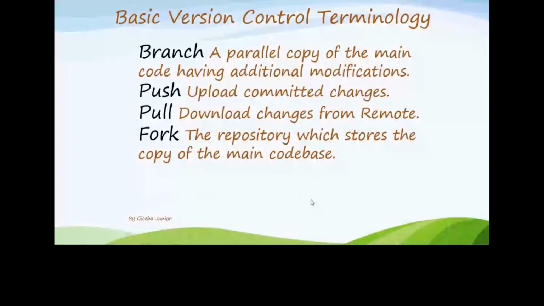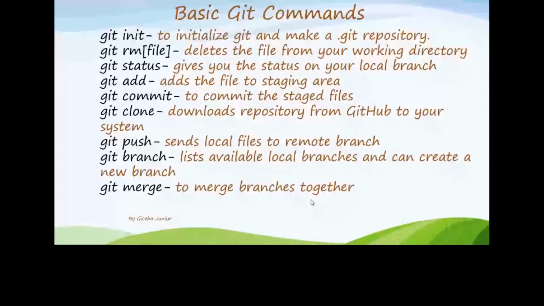Then we have basic Git commands. You have Git init, to make a Git repository. Then we have Git rm, that is Git remove, which erases the file from your working directory. Then you have Git status, which gives you the status of your local branch. Git add adds the file to the staging area. Git commit commits the changes in the stage.